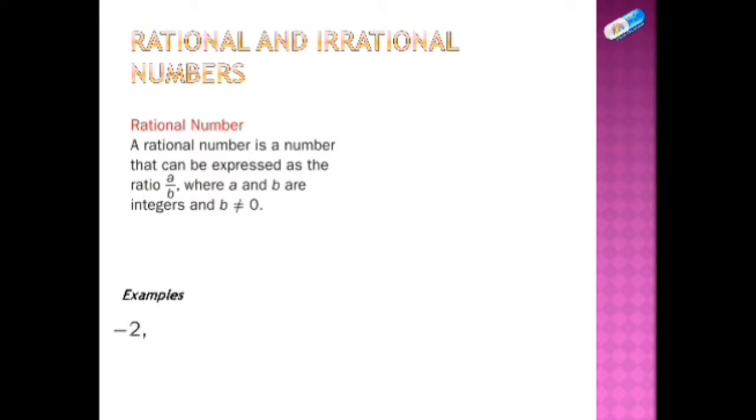Examples of rational numbers are -2, 5, and 3.76 with a bar on it. This means it's a repeating decimal, so it's 3.767676, and forever it's repeating. Also -12 and 7/8, this is a mixed number, and at the same time it is a rational number. So all of these are rational numbers because they can be expressed as a over b.